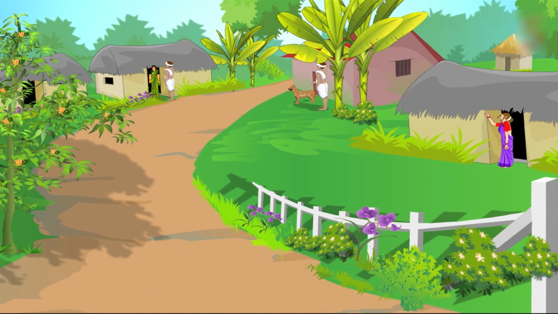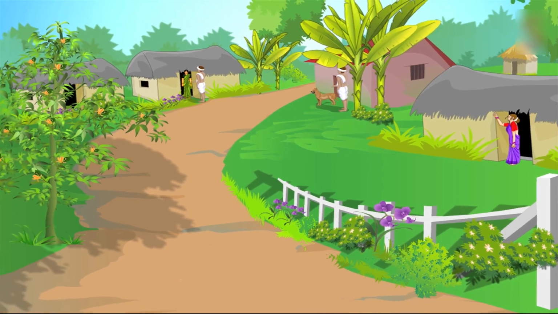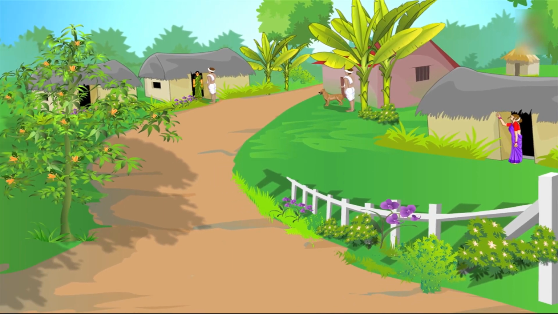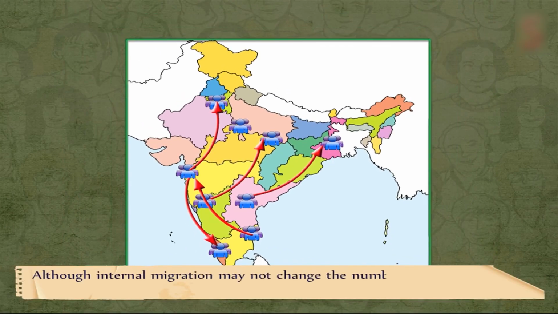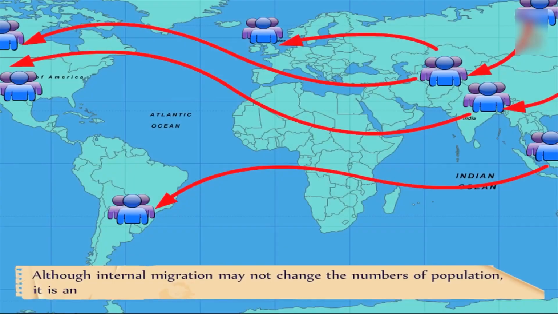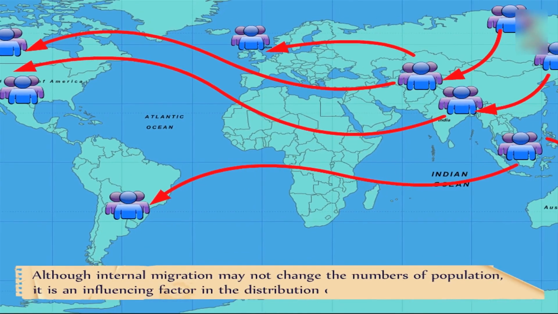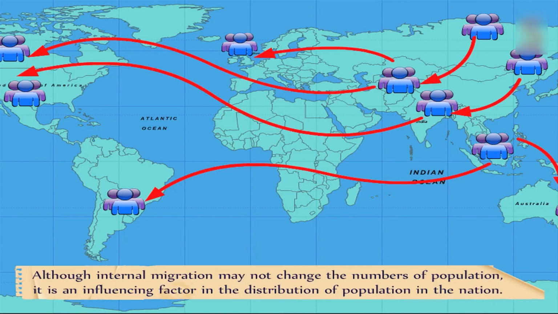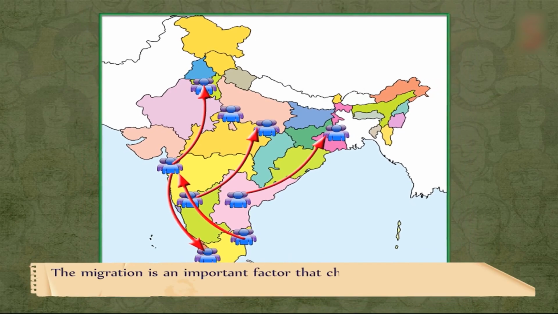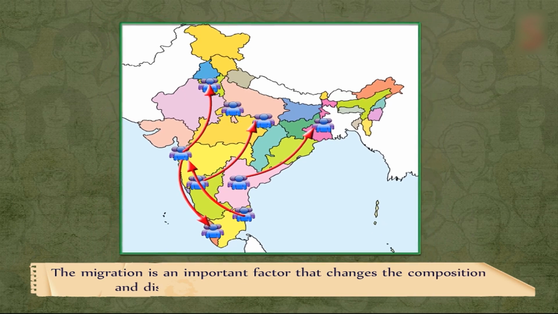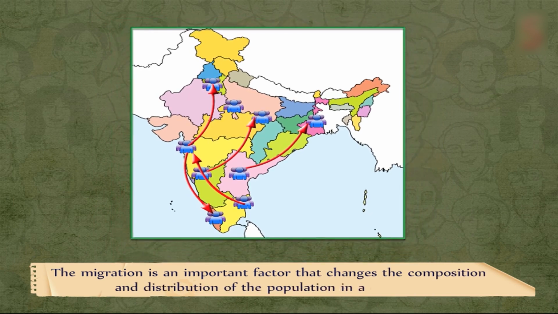Another important element that contributes to change in population is migration. Although internal migration may not change the numbers of population, it is an influencing factor in the distribution of population in the nation. The migration is an important factor that changes the composition and distribution of the population in a country.